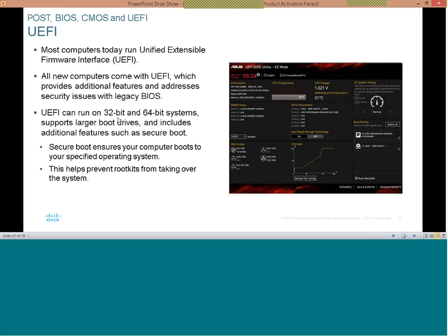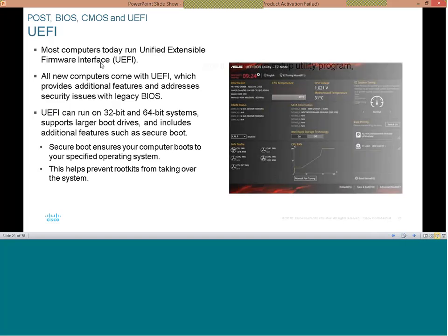The UEFI can run on both 32-bit and 64-bit systems, supports larger boot drives, and includes additional features such as secure boot. Secure boot ensures your computer boots to your specified operating system. That is what secure boot is all about. This helps prevent attacks like rootkits from taking over the system. When we talk about rootkits, we're looking at entry-level attackers on our system. With the UEFI, you're sure that this can be averted. So that is the role of the UEFI on the BIOS system.